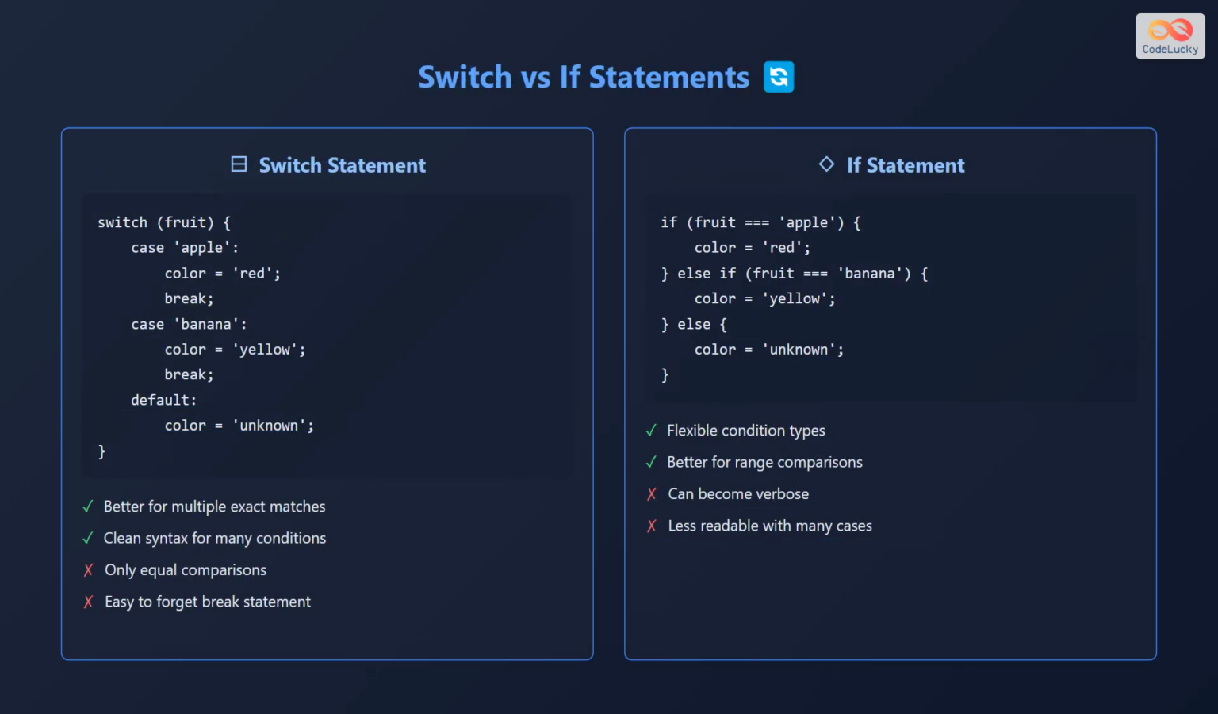Let's compare the switch and if statements. The switch statement is great for checking multiple exact matches. It provides a cleaner syntax for many conditions. However, it only does equal comparisons, and one needs to be mindful of using the break statement. The if statement is more flexible with the condition types. It is better for range comparisons but can become verbose and less readable with many cases.